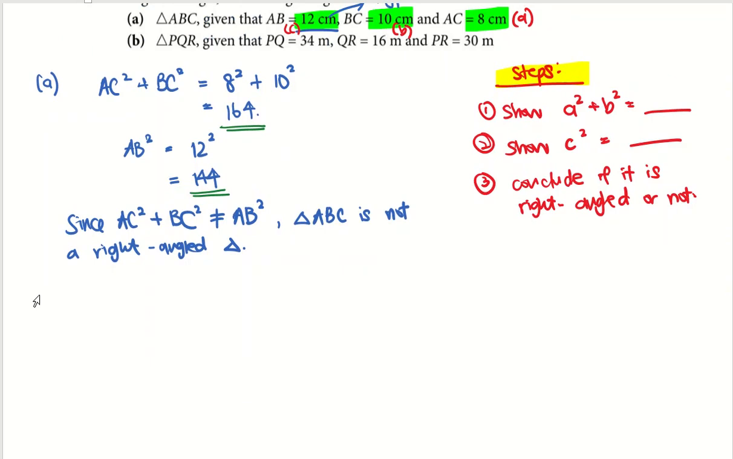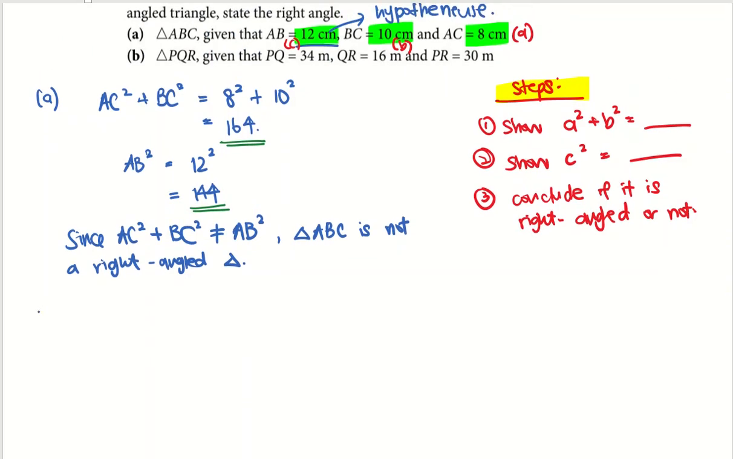Let me just write at the bottom here. Part B, you have a triangle PQR. Same thing, I give you just 3 seconds. You must be able to identify which is your longest length, which in this case will be your length c. So very quickly, once again, the longest length will be your PQ, then the rest can be your length a and your length b.